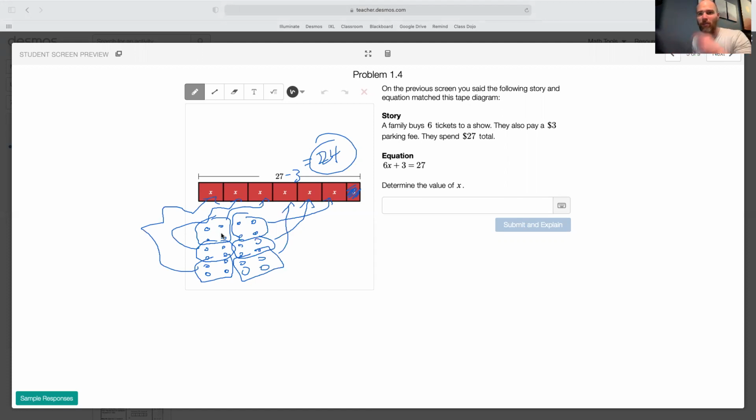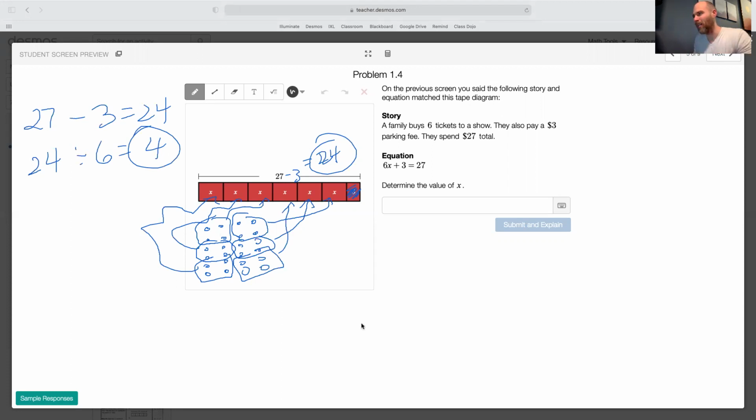So I'm pretty sure the answer is going to be 4. Let's do a different strategy, using arithmetic. So we know they paid $27 total. Let's take off that parking fee. We're going to get 24. Then we know with that $24, they bought 6 tickets, so let's divide that by 6, and we get 4. So the answer looks like it's going to be 4.